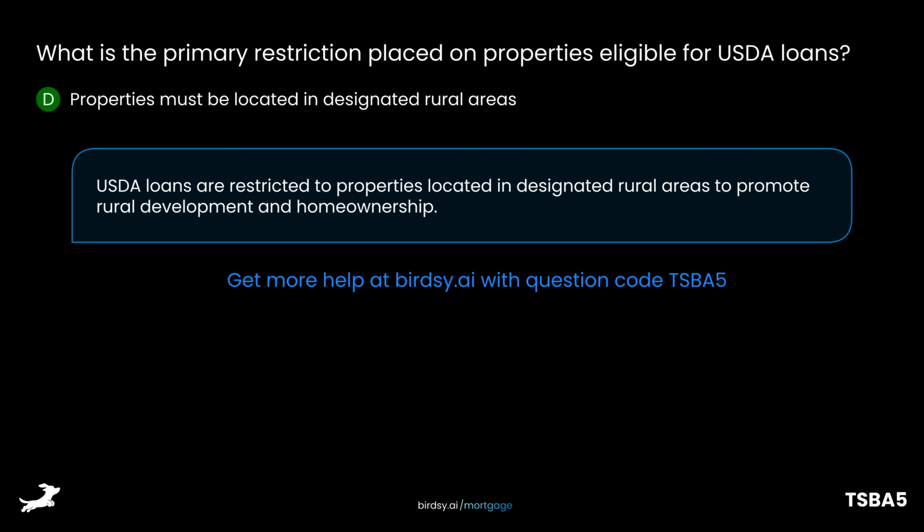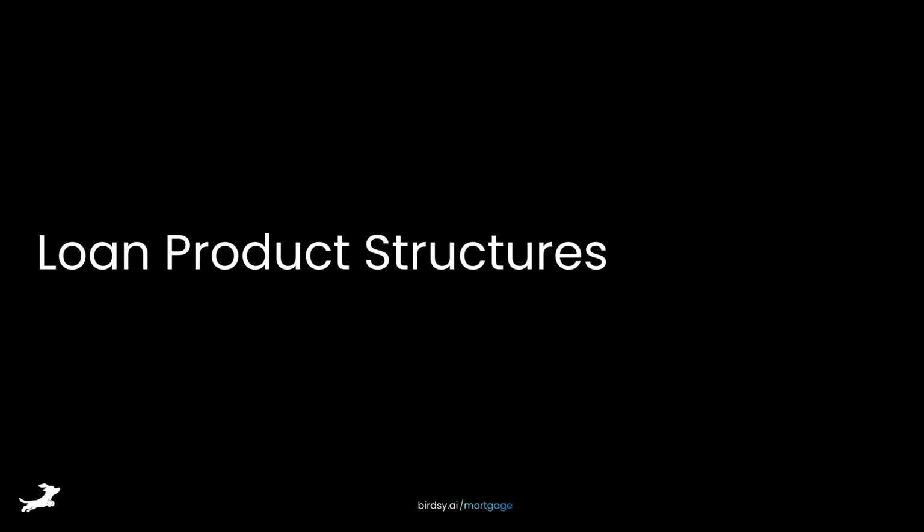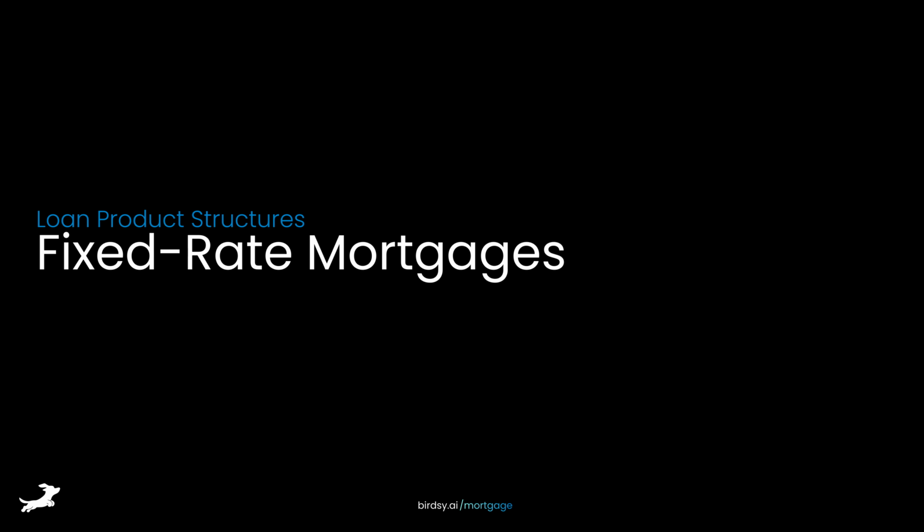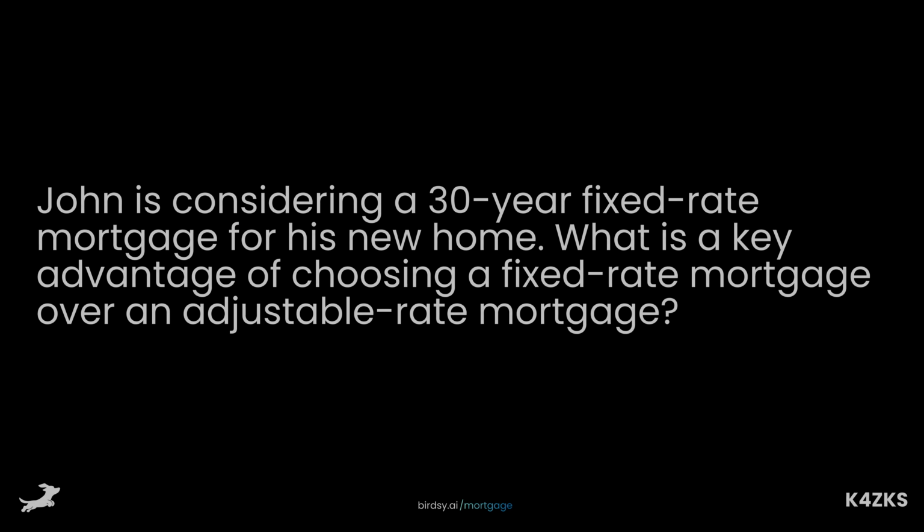USDA loans are restricted to properties located in designated rural areas to promote rural development and homeownership. Loan product structures. Fixed-rate mortgages. John is considering a 30-year fixed-rate mortgage for his new home. What is a key advantage of choosing a fixed-rate mortgage over an adjustable-rate mortgage?